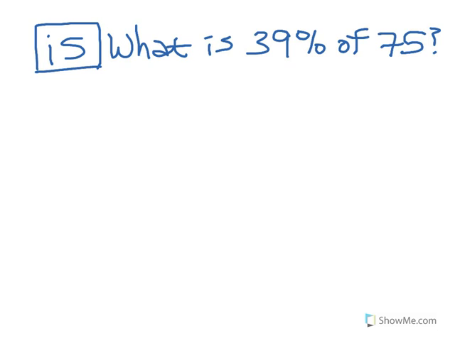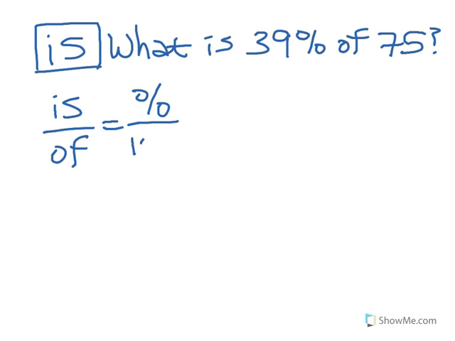For the first of three examples, let's look at what happens when the number that we associate with the word "is" is missing. In this problem, the question is, what is 39% of 75? We're going to apply our formula. Every time you use a formula, I recommend that you write it down. That way it becomes committed to your memory. There is a place for memorization and learning, particularly when you are applying your particular knowledge to a general class of problems like this one. Is over of equals percent over 100.